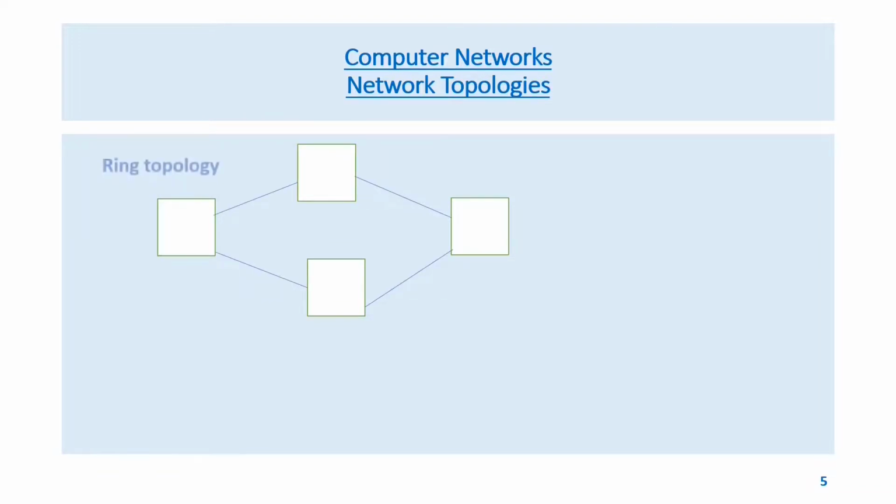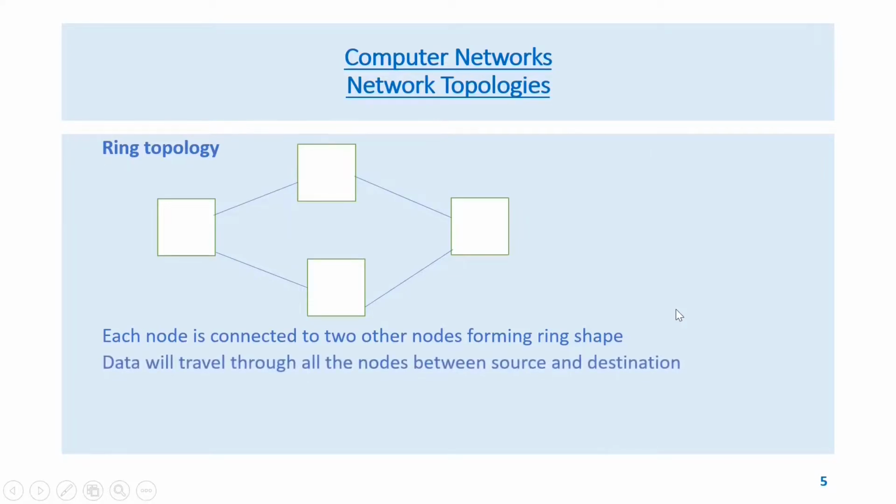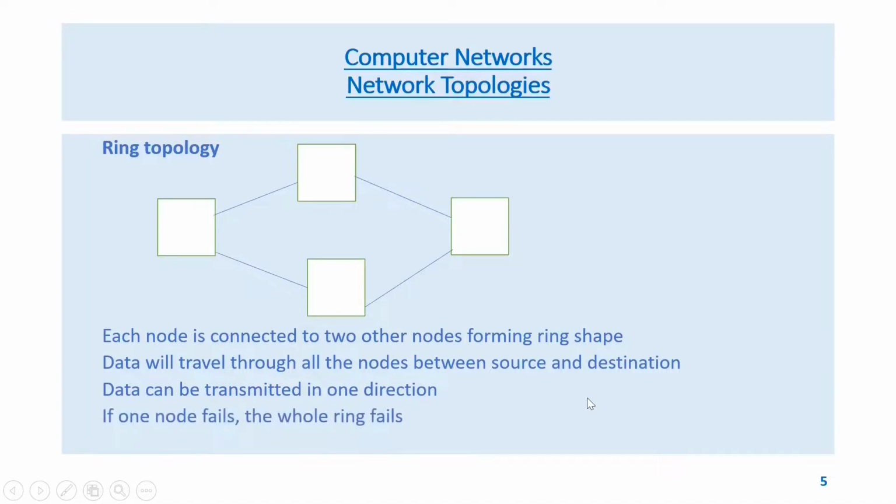Ring topology. Each node is connected to two other nodes forming a ring shape. So each node will be connected to two other nodes forming a ring shape. Data will travel through all the nodes between source and destination. Data can be transmitted in one direction. If one node fails, the whole ring fails.